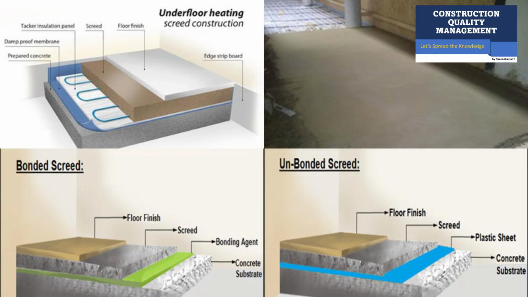Along with this, you can see some photo references for unbonded screed and debonded screed. The difference between unbonded screed and debonded screed is nothing but a thin layer either of adhesive or bonding agent, or a debonding agent, or a polythene sheet will be introduced between the mother slab as well as the screed.